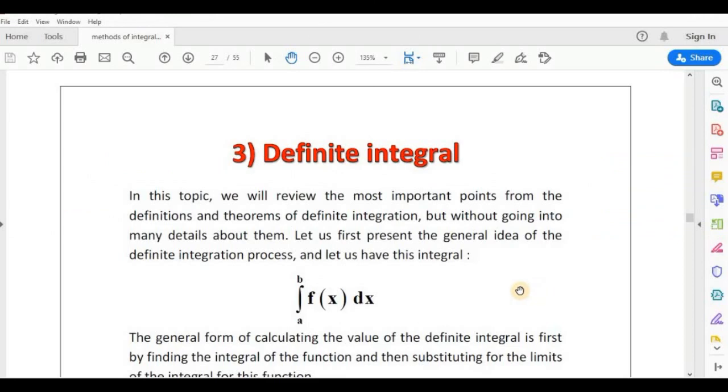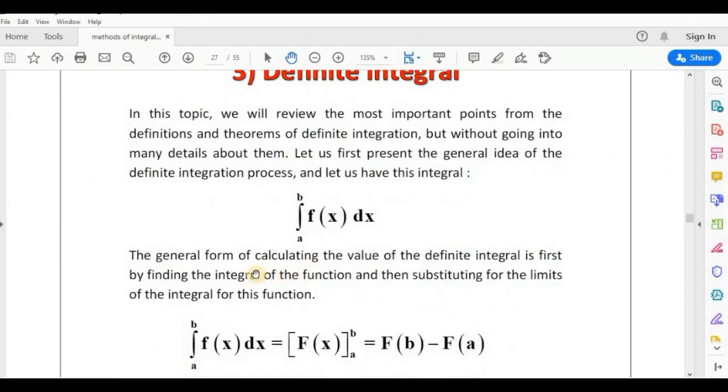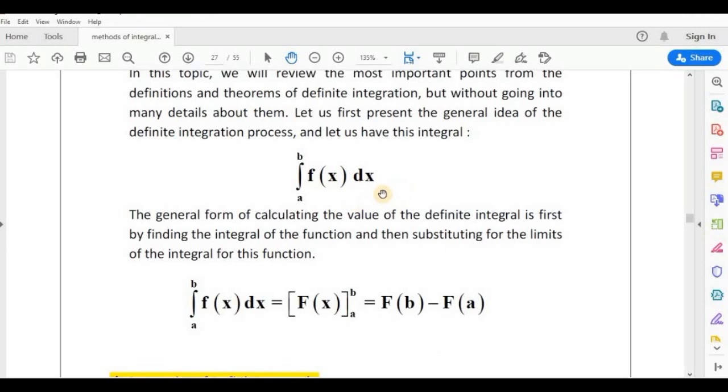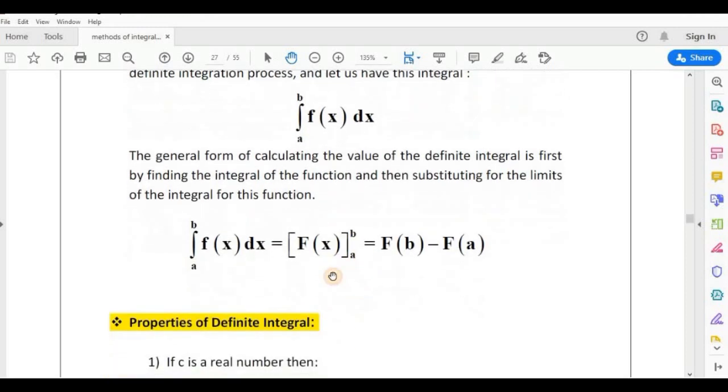For this subject, the definite integrals, the general form of calculating the value of the definite integral. If we have a definite integral, and we want to find the value of the integral, what we will do is first find the integral of the function, and after that we will substitute the limits of the integral into this function.